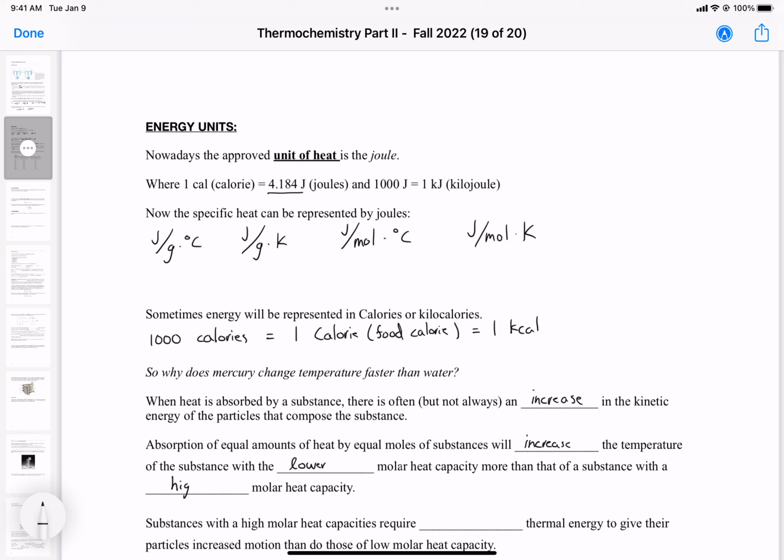So that's why in this case, the temperature is closer to the water's initial temperature, because it takes more energy to increase the temperature of the water. That's why it didn't increase as much, because mercury's is less than water. And so that's why it decreased faster. Okay? All right.